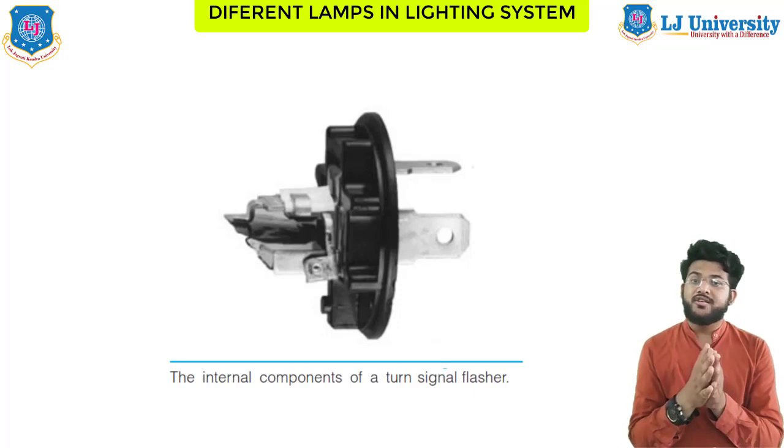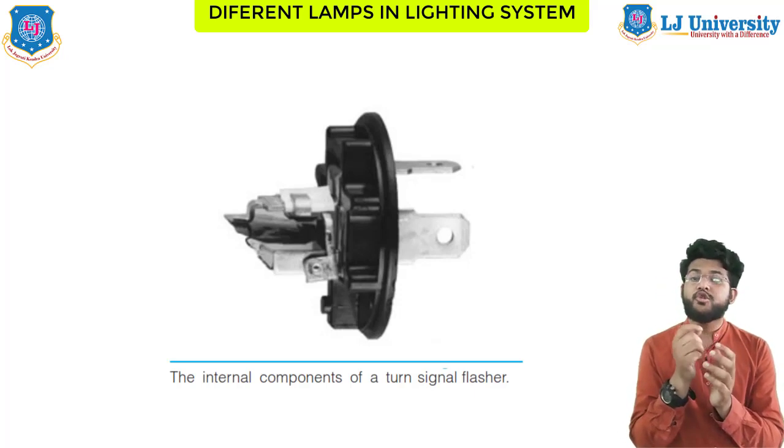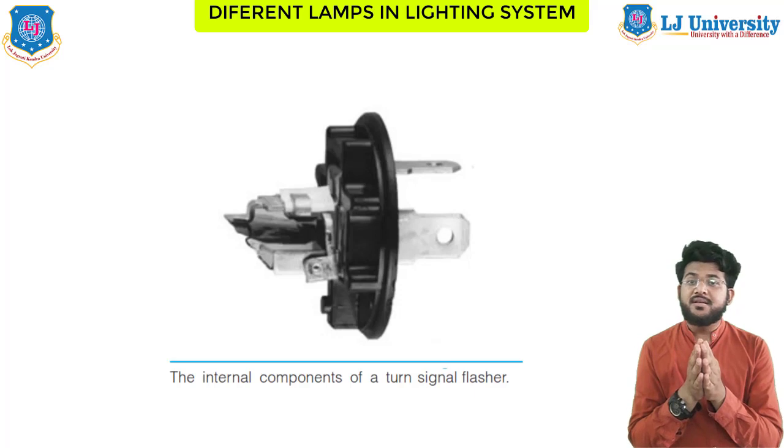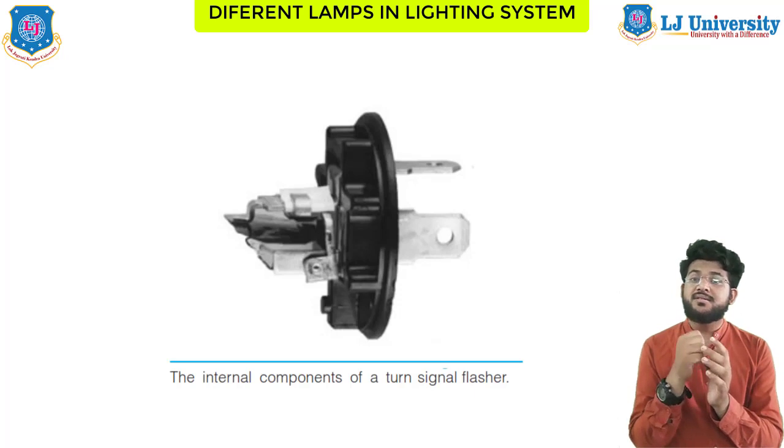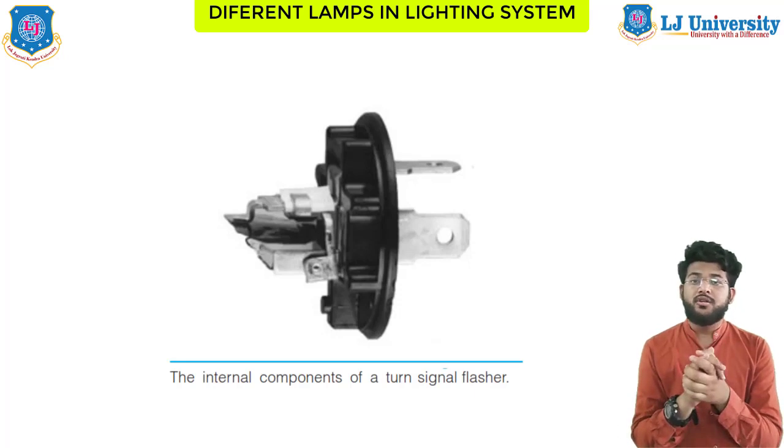Flasher units usually are installed in the wiring harness beneath the instrument panel or in the fuse panel. Some manufacturers use two flashers, one for the turn signals and another for the hazard warning lamps, which we will see in the next lectures. Other manufacturers use a single flasher that controls both turn signals and the hazard warning lamps. This type of flasher is called a combination flasher. So this was all about the flasher.